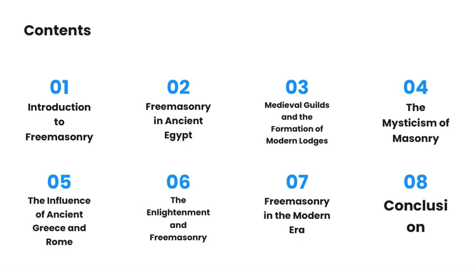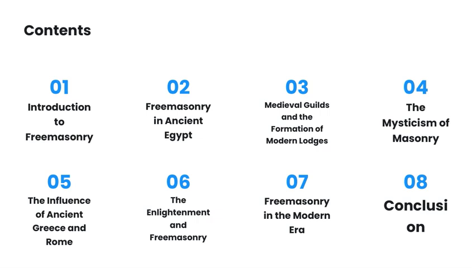Let's take a moment to look at the contents of today's presentation. We'll start with an introduction to Freemasonry, giving you a broad overview of what this ancient and fascinating tradition is all about. Then, we'll explore its origins in ancient Egypt, where some of the earliest ideas and symbols may have taken root. Moving forward, we'll examine how ancient Greece and Rome influenced Freemasonry, shaping many of its philosophical and architectural concepts.